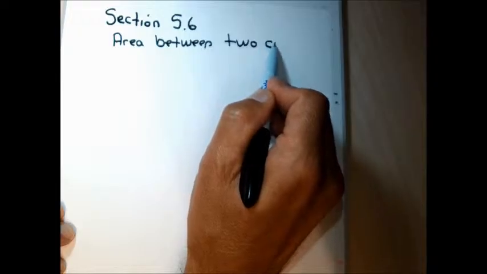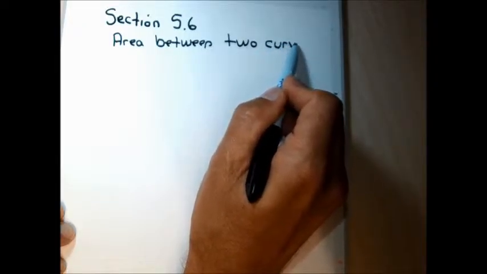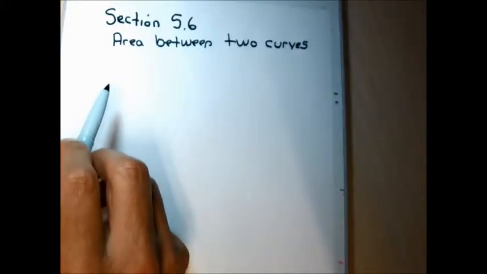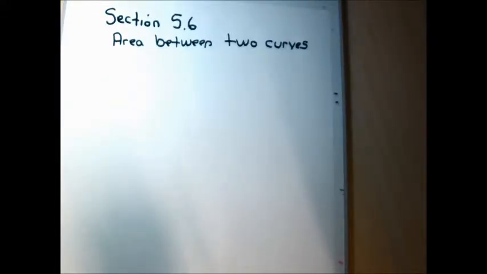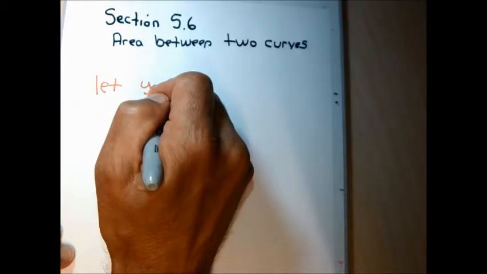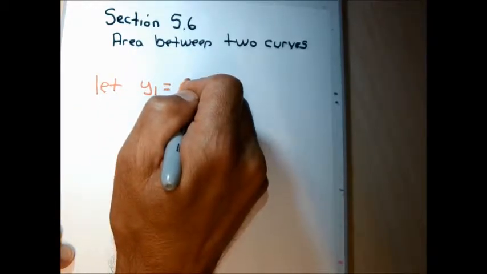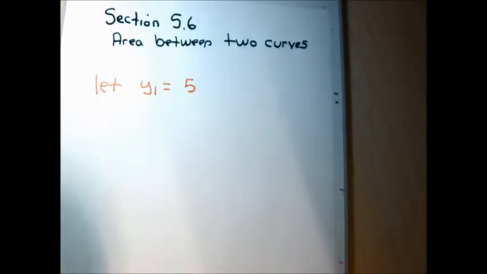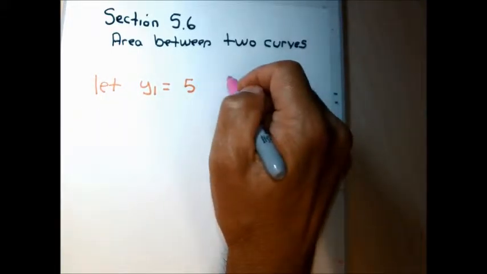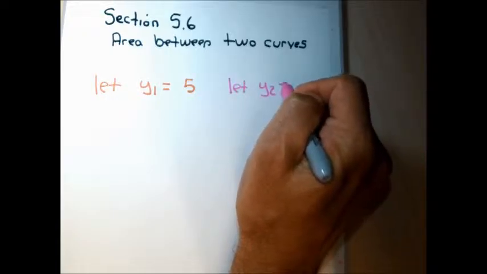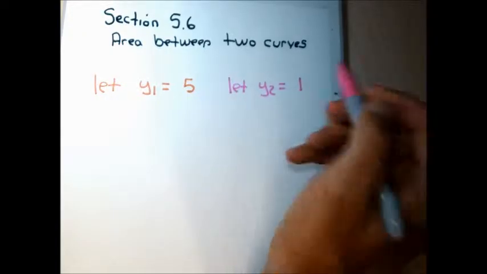And let me just make up a generic problem to help introduce the material. So I'm going to create two functions. I'm going to let my first function, y sub 1, equal just the number 5. And let y2 equal the number 1.